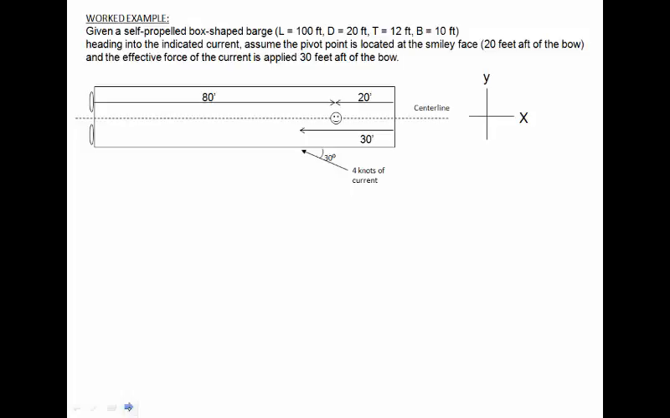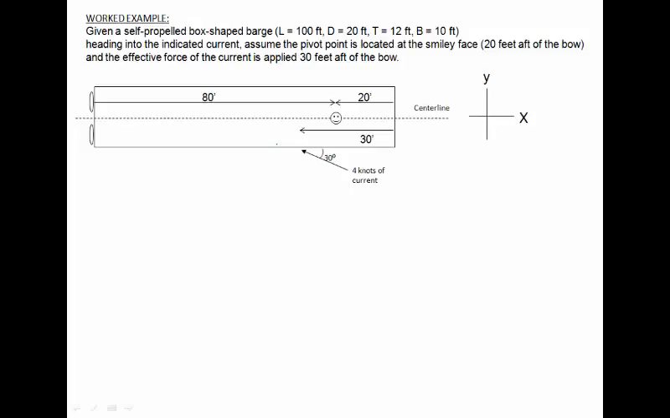So let's do a calculation here. We've seen how we can be affected by the wind and how other things can as well, but in this example we're asked to find the rudder force needed to maintain a heading. Our pivot point is our smiley face, and it's located 20 feet aft of the bow. We're saying that the center of area for our underwater body is 30 feet aft of the bow. So let's figure out what kind of rudder force we need to counteract this.